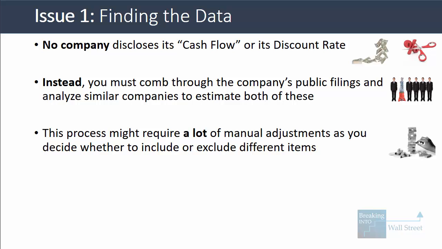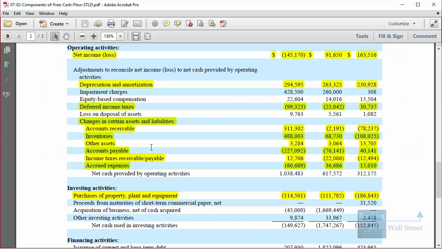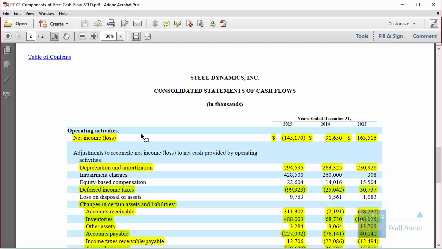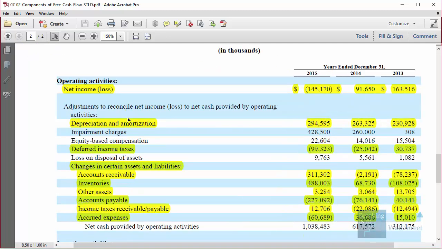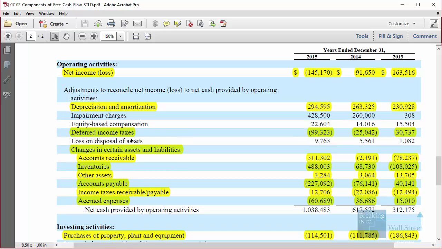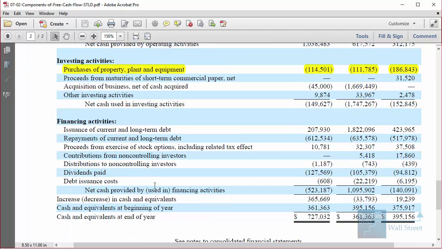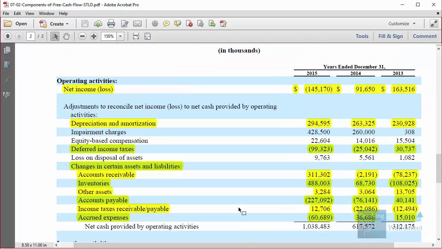Now, this may sound easy, but this process could require a lot of manual adjustments because you have to go through and literally decide whether to include or exclude all the different items that are listed there. Just as one example, for this company Steel Dynamics that we cover in the valuation and DCF lessons, we have to go through the company's financial statements and highlight items that should be included and then exclude the items that should not be there. And it's not as simple as just looking at the company's cash flow as disclosed on its filings, because a lot of what's in there may not actually recur from year to year. It might only be available to certain investor groups or individuals, but not others.